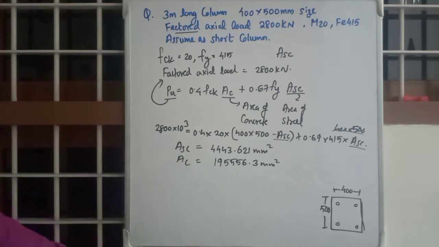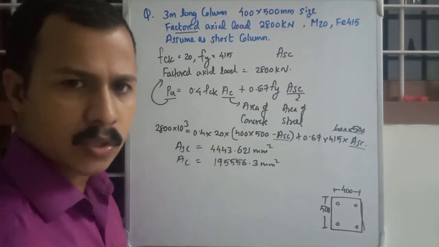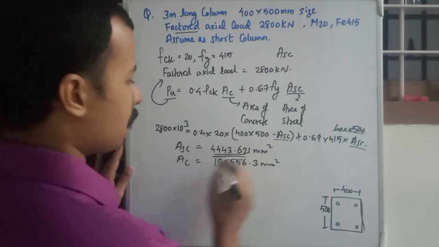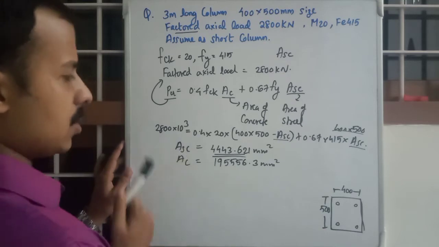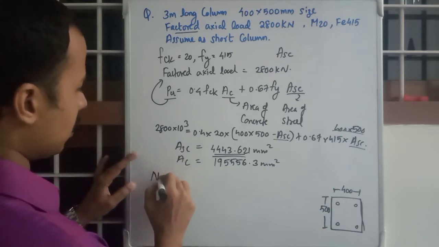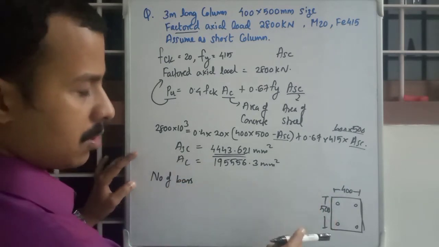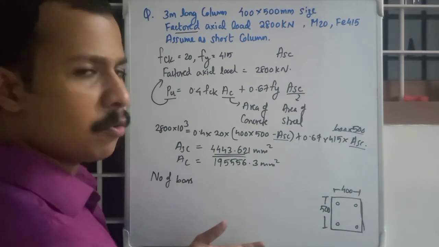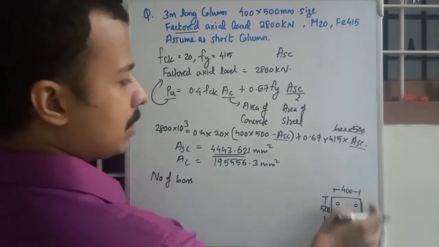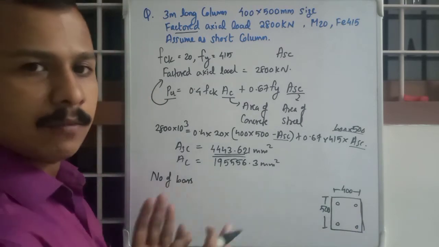Next step is calculating how many bars you will be having. We are just going forward with this value. This value is not that important, this is important. Next one is the number of bars. As in beams, and unlike slabs where you calculate spacing, you will be calculating the number of bars and distributing them.